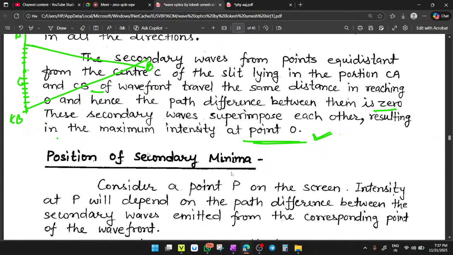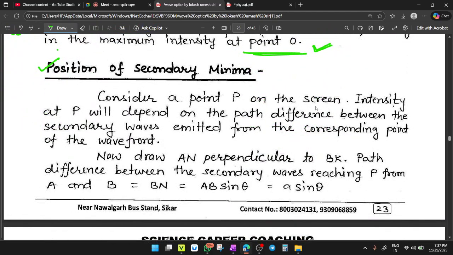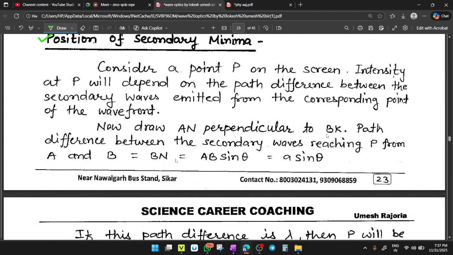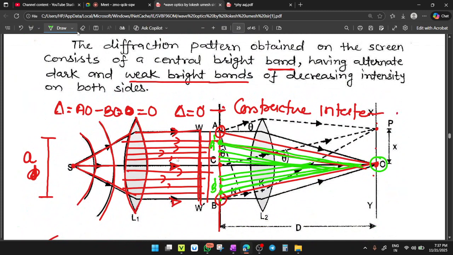So talking about the position of secondary minima. Just now we have seen in this diagram, the position of secondary minima. Consider a point P on the screen. Intensity at P will depend on the path difference between the secondary waves emitted from the corresponding points on the wavefront. Now draw AN perpendicular to BK. The path difference between the secondary waves reaching point P from A and B, BN, equals AB sine theta. Check here, I am showing you the path difference AB sine theta.